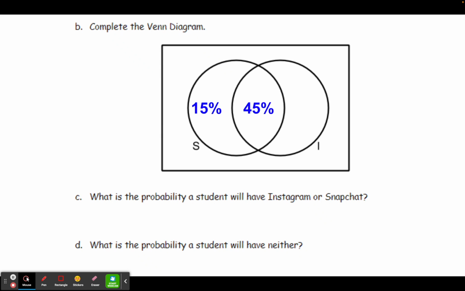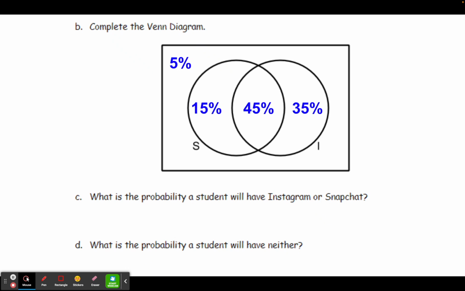Then we have 15% of students that use Snapchat but not Instagram. So that will go there. Then we have 35% of students that use Instagram but not Snapchat. And finally, we have 5% of the students that use neither. So those four percentages altogether total 100%.